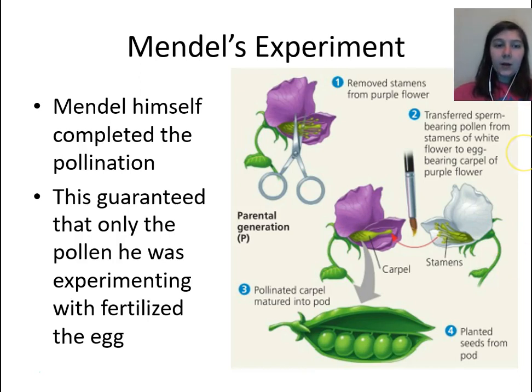Mendel did controlled pollination. He would pollinate the plants himself, which guaranteed that only the pollen he was trying to experiment with would fertilize the egg. And the way that is done is by removing the stamen from a flower so that there's no chance of self-pollination. And then you take that pollen and you brush it onto the flower that you want to fertilize. And then that pollinated carpel will mature into a pod, which gives us the peas, and he can study their characteristics.